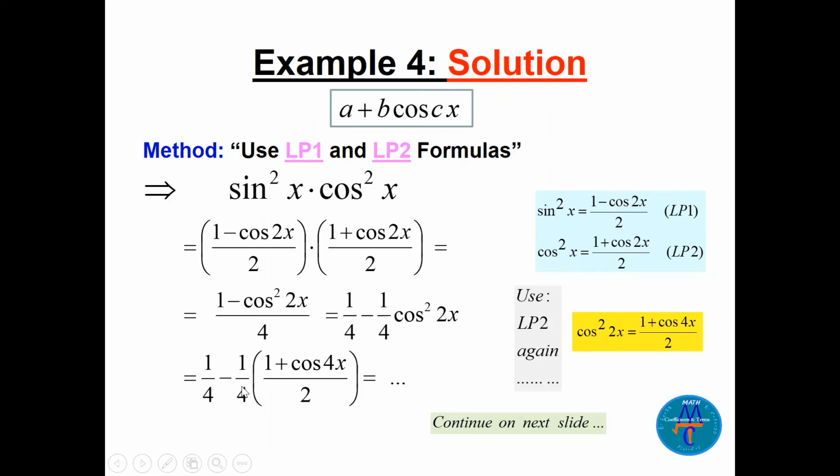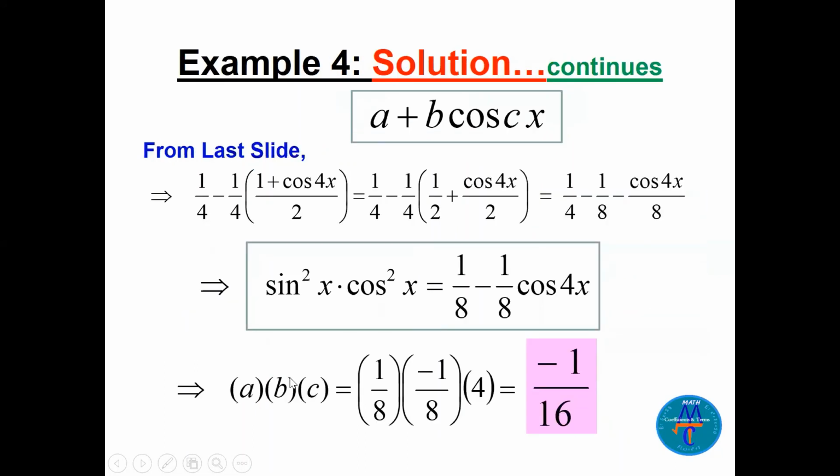Multiply 1 over 4 times that, or you can split this and then multiply. It's up to you. So what I did here inside, I split 1 over 2 plus cosine 4x over 2. Then I multiply. You can multiply from the beginning if you like. So that's 1 over 4 minus 1 over 8 minus 1 over 8 times cosine of 4x. So this one you can add 1 over 4 minus 1 over 8.